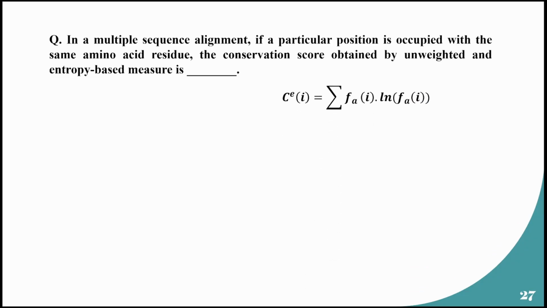For calculating the unweighted and entropy based measure for the conservation score, we use this formula. It's the summation of f_a(i) times ln of f_a(i). The f_a(i) will be the frequency of that amino acid at this particular position. So f_a(i) will be the frequency.